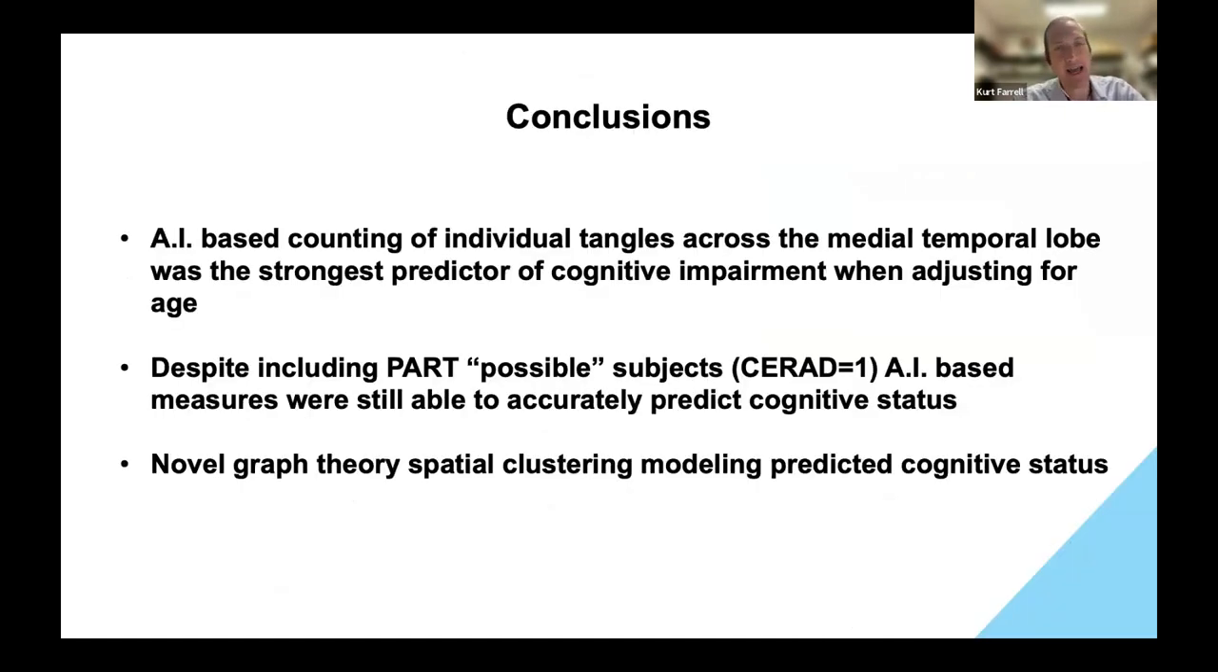So I'm just going to end by going over some of the conclusions. We felt that this AI-based counting of individual tangles across the medial temporal lobe was the strongest predictor of cognitive impairment when we adjusted for age, which made sense because the cohort that we were looking at was an age-related tauopathy. And despite also including possible part or primary age-related tauopathy subjects, who did have some neuritic plaques, the AI-based measures were still able to accurately predict cognitive impairment. So they were included in this group, and we felt it was encouraging that it wasn't necessarily destroying our signal. And then I also introduced some novel graph theory, spatial clustering modeling that was also able to predict cognitive status.